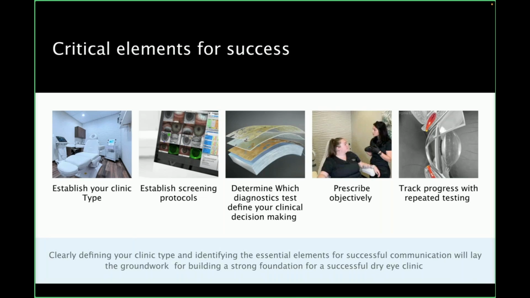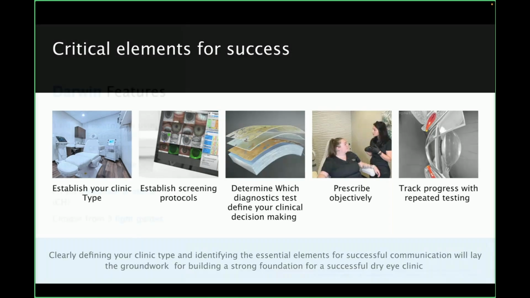You're grabbing that really crucial information from the patient. What are their treatment goals? What do they see as this being success? Meibography taken again a year later, 6 months later, yeah, you might see some change there, but you do not need to do this at every single visit. So clearly defining your clinic type, identifying these essential elements, and communication in a very direct way with the patients is important. And these will all give you the strong foundation for creating a successful dry eye clinic.